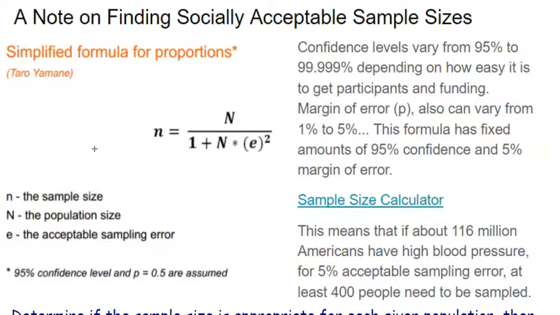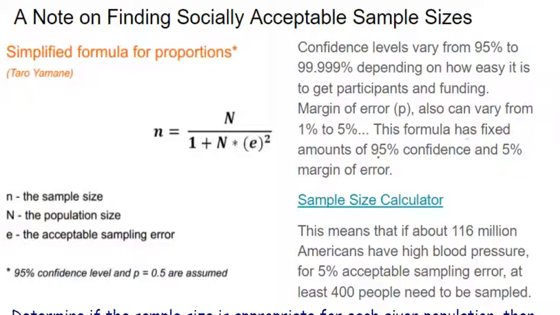Alright, let's look at this page. A note on finding socially acceptable sample sizes. Confidence levels may vary from 95% to 99.999%, depending on how easy it is to get participants and funding. Margin of error, P, can also vary from 1% to 5%, and even sometimes 10%.